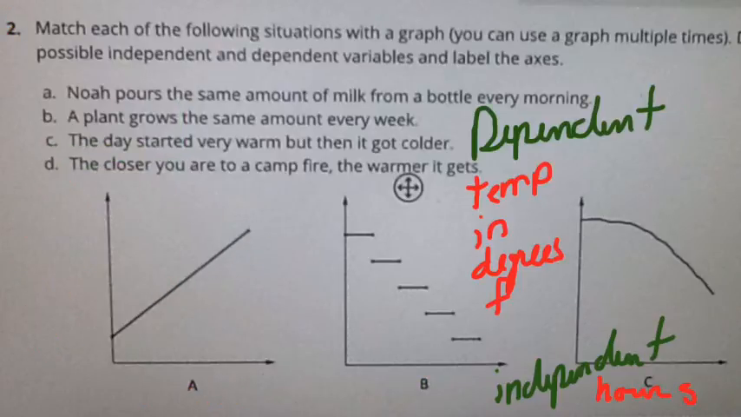C, the day started very warm, but then it got colder. So this one has to be a decreasing one. And I didn't think that it could be this one just because it's going down and it's holding constant for a while. And I thought it would be more like this. It kind of holds constant for a while and then it starts decreasing slowly and then more and more rapidly. That seems like something that the temperature would do over the period of hours. So the independent variable is hours and the dependent variable is temperature in degrees.